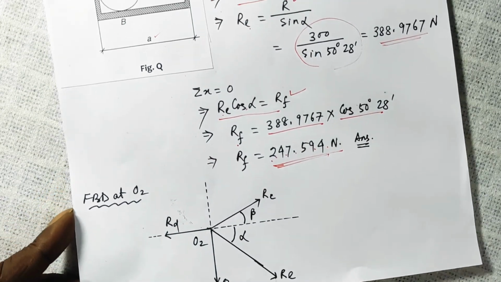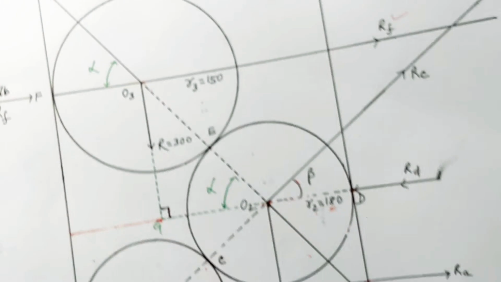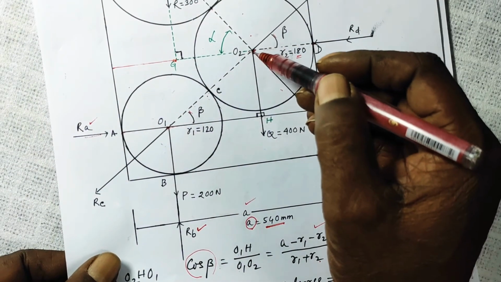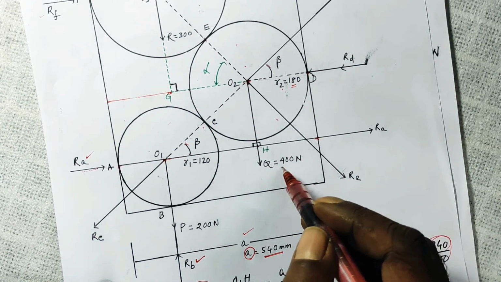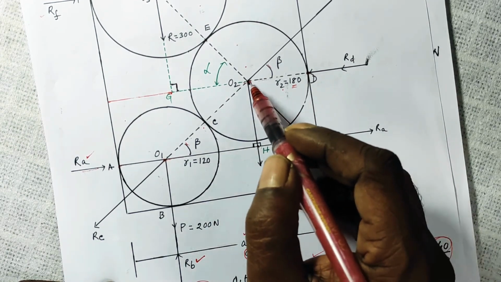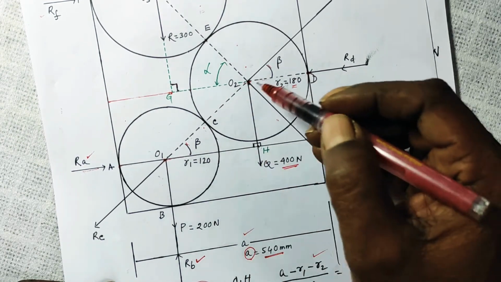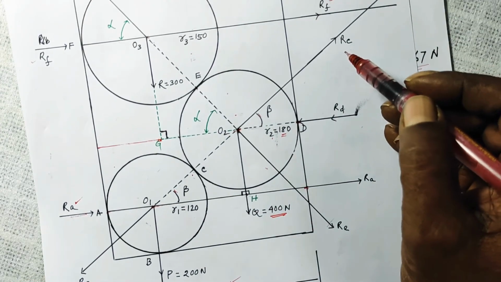Then let us draw the free body diagram at point O2, that is the middle cylinder. Let me show point O2 here. From here, its weight is acting downward, Q, 400 Newton. From this point to this side is your RC.